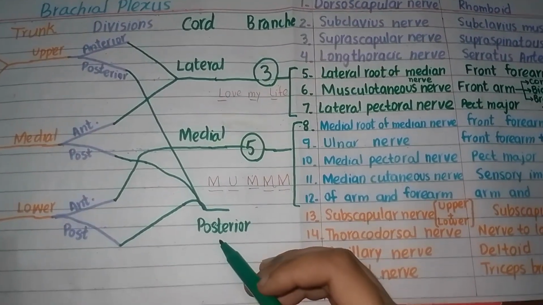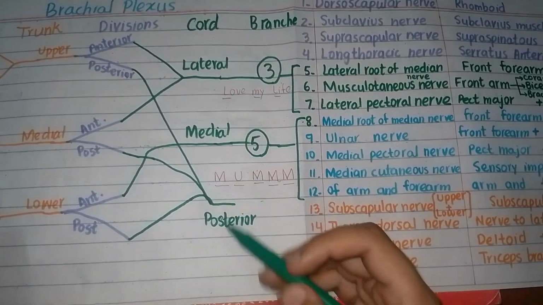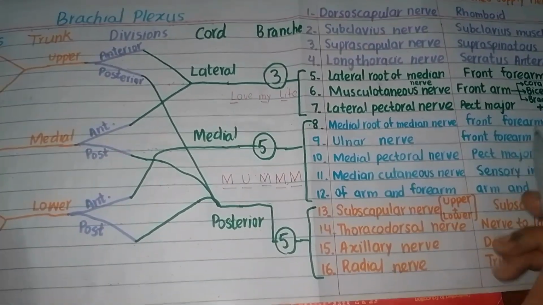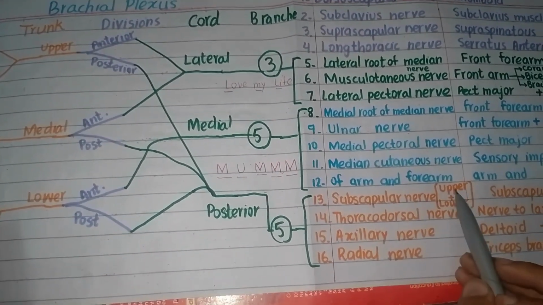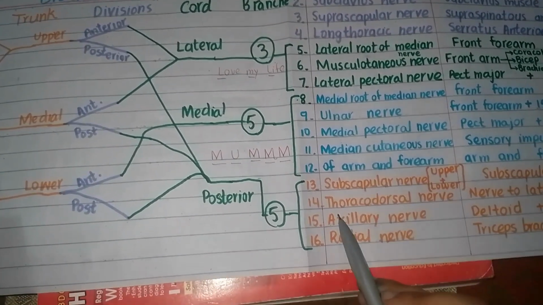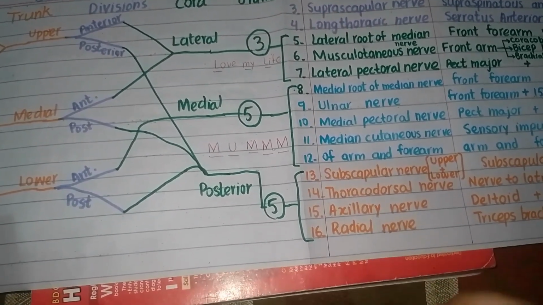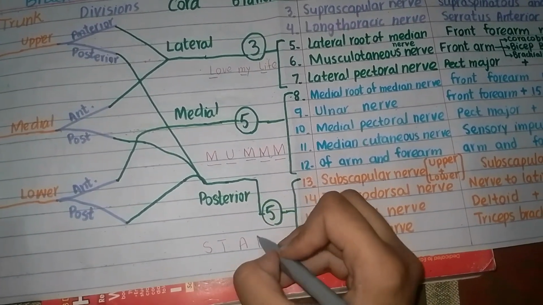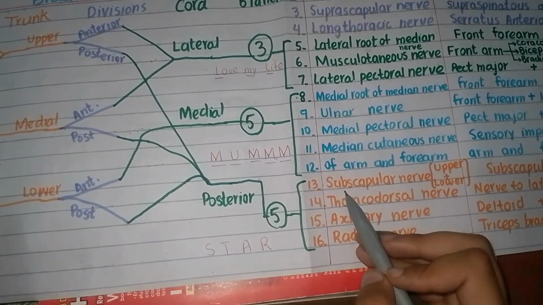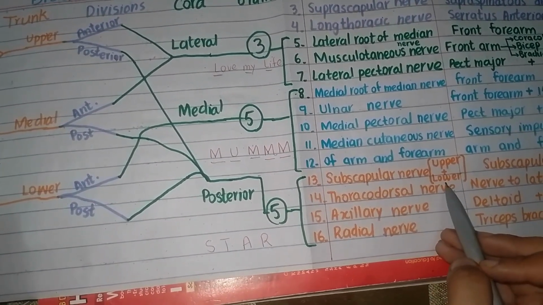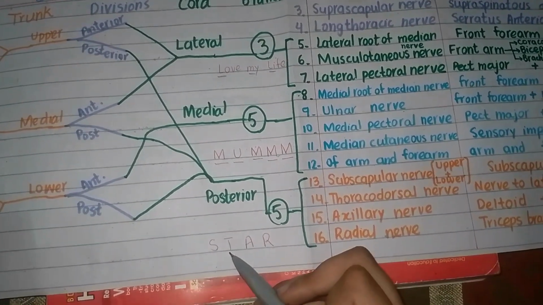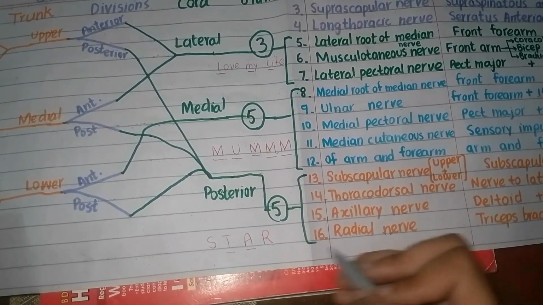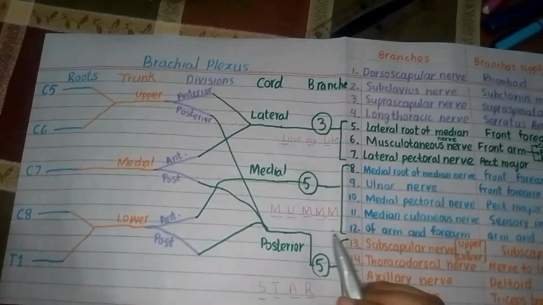The posterior cord divides into five branches: upper subscapular nerve, lower subscapular nerve, thoracodorsal nerve, axillary nerve and radial nerve. So the mnemonic is STAR. S for subscapular nerves, upper and lower, these are two nerves, T for thoracodorsal nerve, A for axillary nerve, and R for radial nerve. This is the complete network of the brachial plexus.